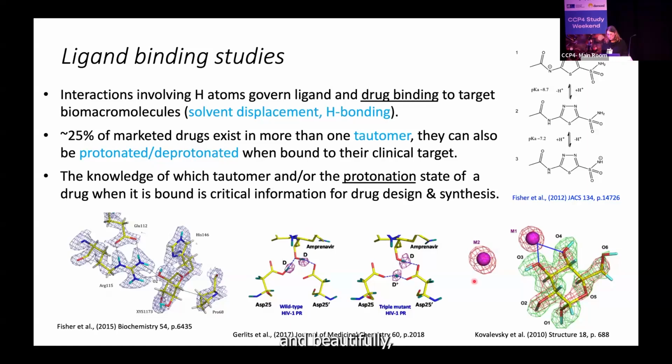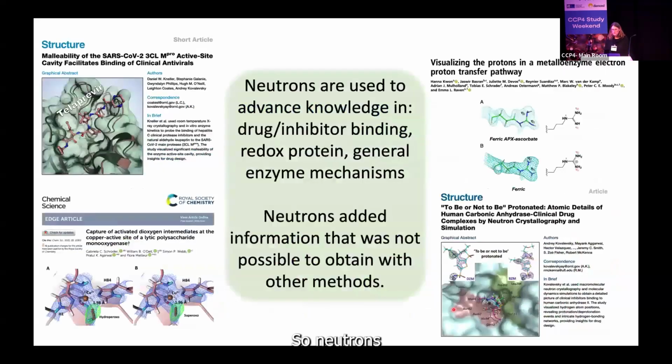xylose isomerase, and beautifully you can see here the exchange deuteriums of the substrate of xylose isomerase are much more clearly defined in the green neutron map as opposed to the red electron density. So neutrons are used to advance our knowledge for drug inhibitor binding. They're very useful for redox proteins. They don't cause changes in the metal coordination because they, again, don't cause any of these ionizing radiation effects. And they're a useful tool for general enzyme mechanisms.